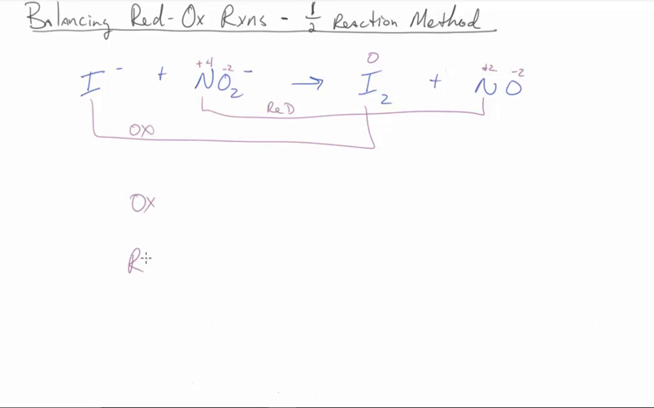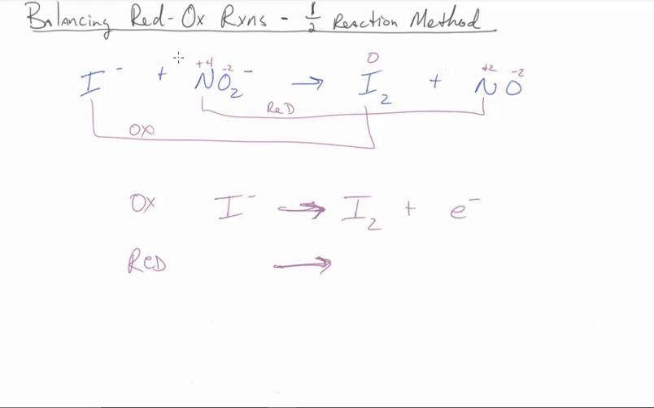So again, let's come down here. Let's write these out. All right. Draw my reaction arrows there. And so my oxidation reaction, let's see if I can get this right this time. So I'm going to go I- going to I2 plus an electron.